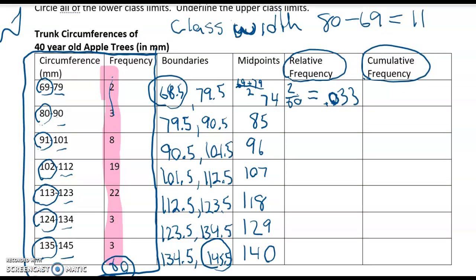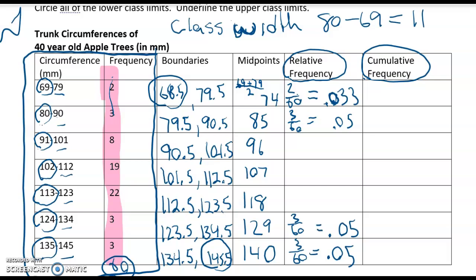Next, we'll have 3 out of 60, which is 0.05. And you'll see that there are a couple classes that had 3 out of 60, so I'm going to say 0.05 here. At the bottom, the last 2 classes are all 0.05 also, because they were 3 out of 60 as well. So on the left, you see the work. On the right, you see the decimal answer.